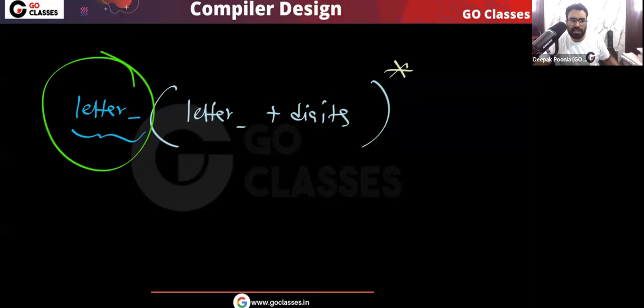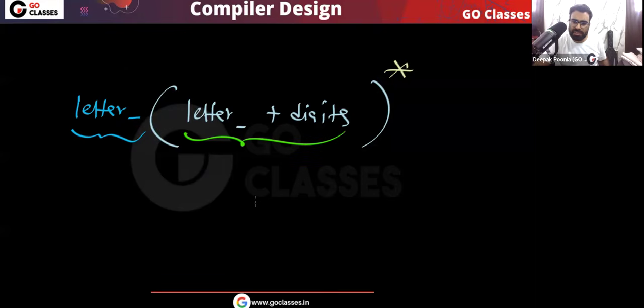The first character must be a letter or an underscore, because underscore is also a letter. We treat underscore as a letter. So remember, the first character must be from this set. But after that, any letter or underscore or digit, any number of times, any sequence of digits or letters you can have. Only this is the condition: the first character must be a letter or an underscore. So this should be the first character. After that, any sequence of letters or digits is fine.